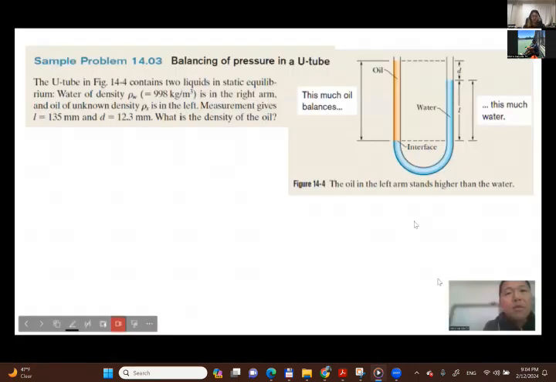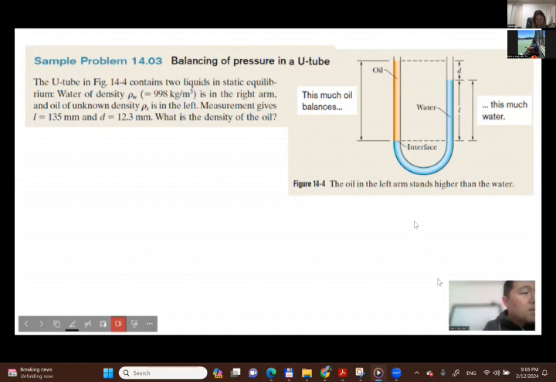Okay. Sample problem 14.03. Balancing of pressure in the U-tube. The U-shaped tube in figure 14-4 contains two liquids in static equilibrium. Water, density rho w of 998 kilogram per cubic meter, is in the right arm, and oil of unknown density rho x is in the left. The measurement gives L as 135 millimeter and d as 12.3 millimeter. What is the density of the oil?